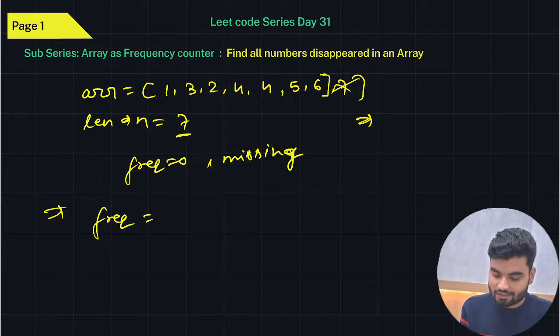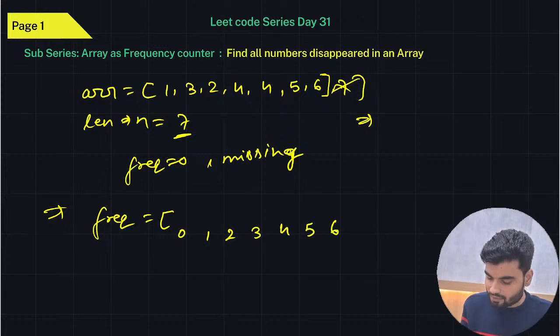If you want to check till 7, you need length 8. Why? Because only then 7 can be utilized as an index. Yes or no? Right. So you need the array that will have the size of 8. So 3, 4, 5, 6, 7.